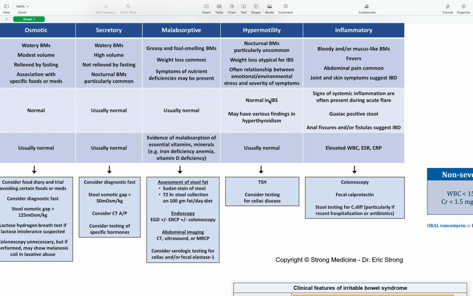Now, in IBS or irritable bowel syndrome, the findings are normal, and sometimes hyperthyroidism may also cause hypermotility, nocturnal bowel motions.